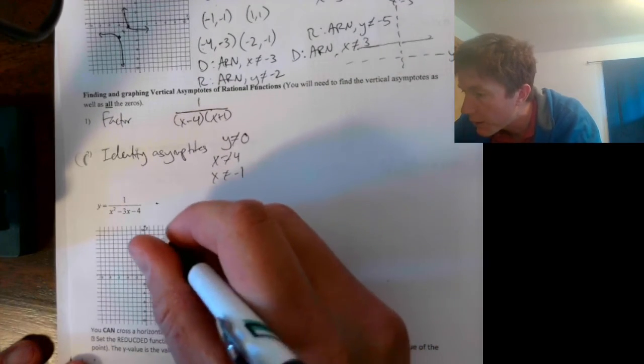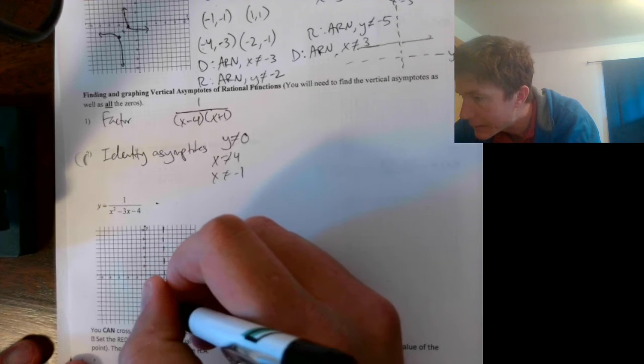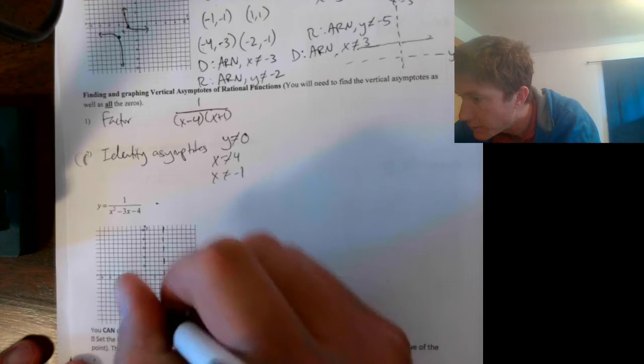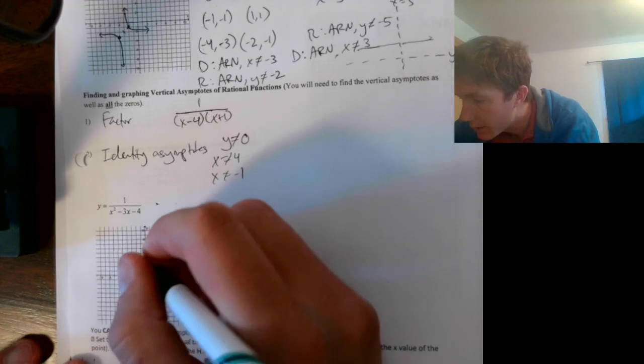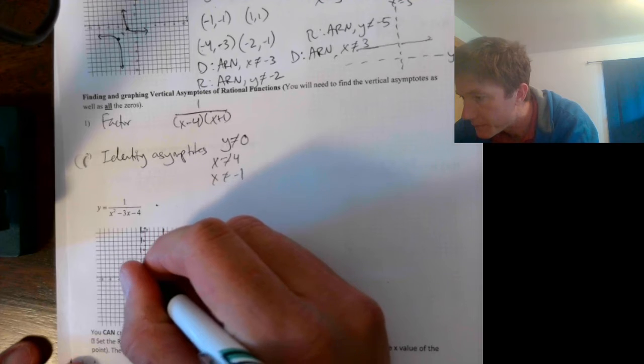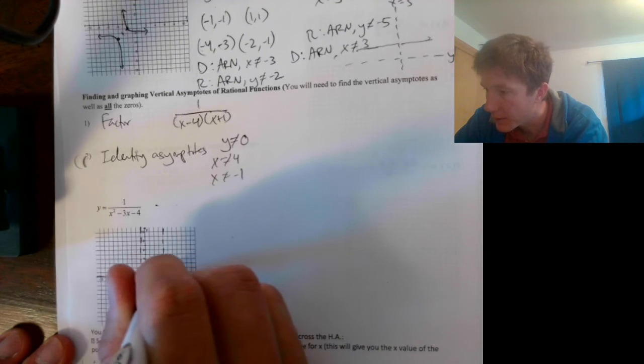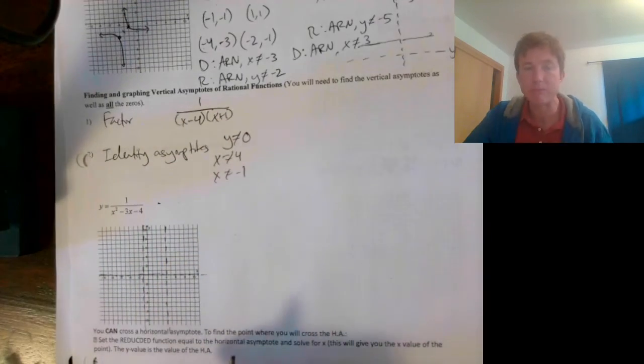those. At 4, we have an asymptote right down there. At negative 1, I have an asymptote right here. And then I've got this horizontal asymptote here, y equals 0.